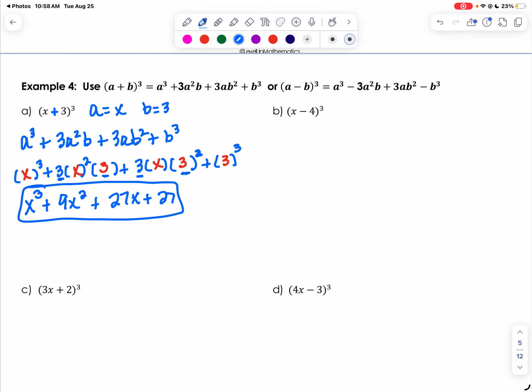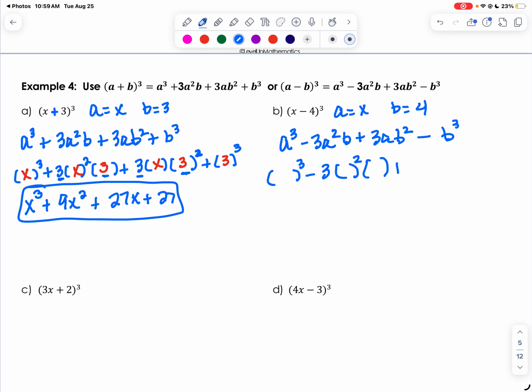All right, next problem. X minus 4 quantity cubed. So here our first term a is x. Our second term b is 4. The identity we're going to use this time is a cubed minus 3a squared b plus 3ab squared minus b cubed. Once you get that written down, now rewrite it, replacing all of the variables with parentheses.